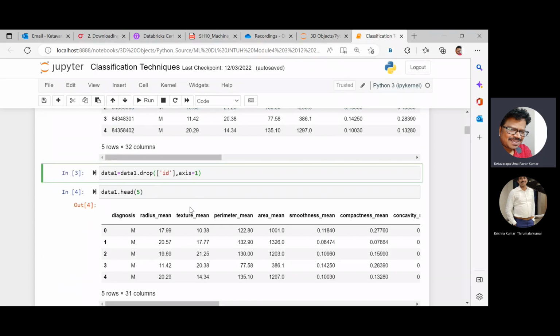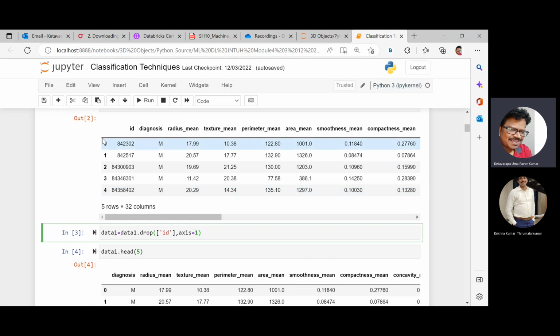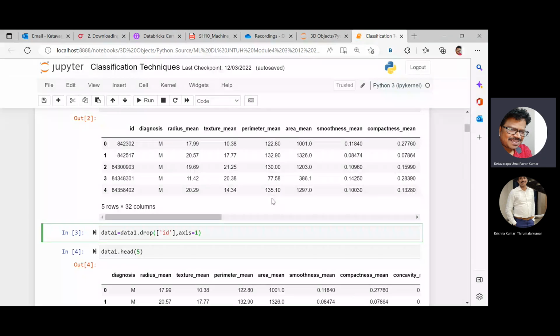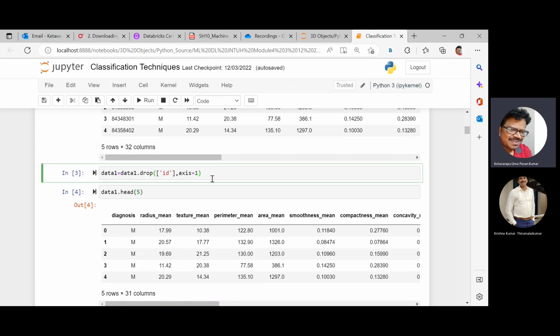What we need to do here, guys, is that this particular ID, I am not interested in. As a data scientist, we should be able to observe which constructs are initially not important. Practically, this ID and the like are not going to influence anything, guys. So we are dropping that.